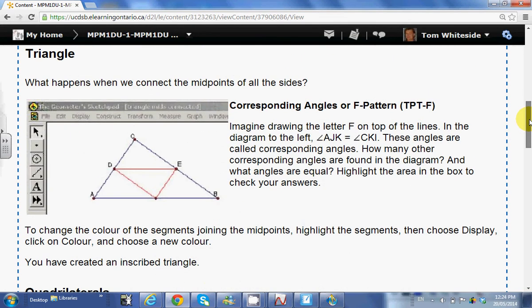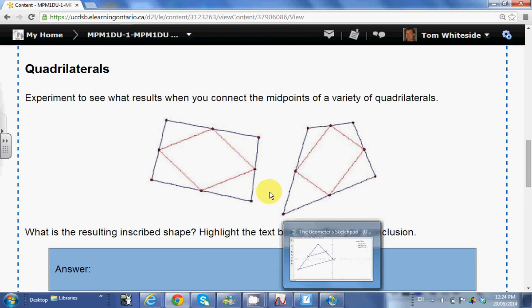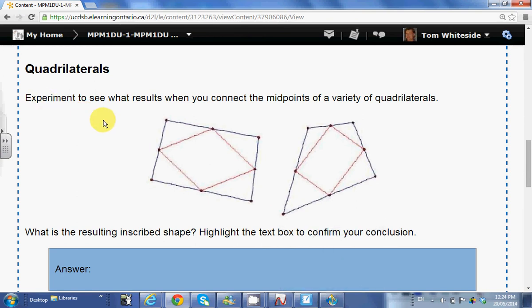Okay. The other little exercise, maybe I'll continue here, is the quadrilaterals. This one's actually really, really neat. So let me go back to my Geometry Sketchpad. Let's just maybe read here first. It says, experiment to see what results when you connect the midpoints of a variety of quadrilaterals.